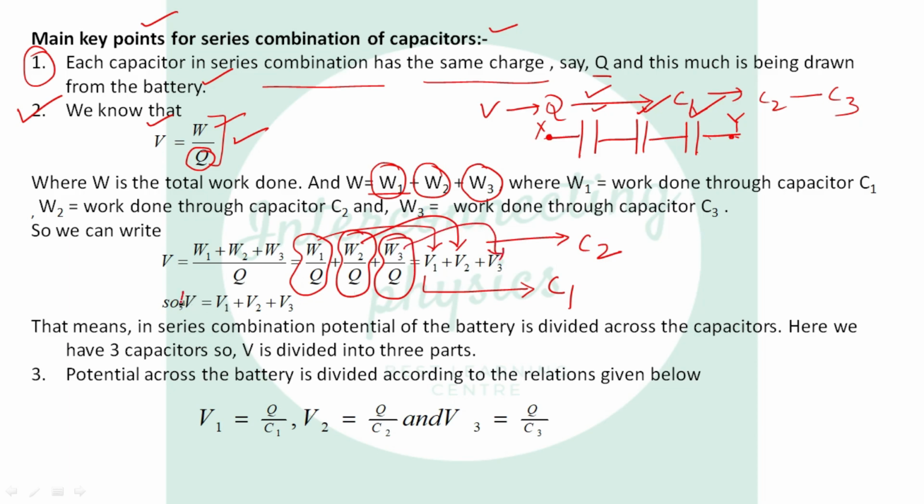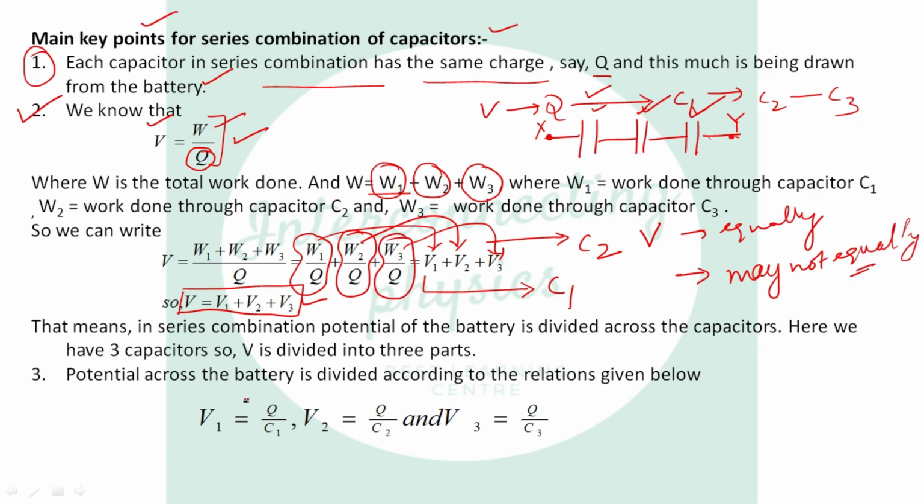So it means potential has been divided into three capacitors. If we have three capacitors, the potential has been divided into three parts. Now, potential can be equally divided to the capacitors, or it may not be equally divided.